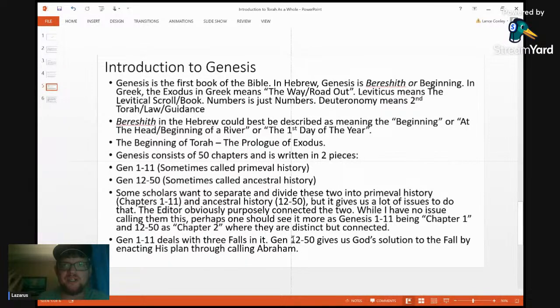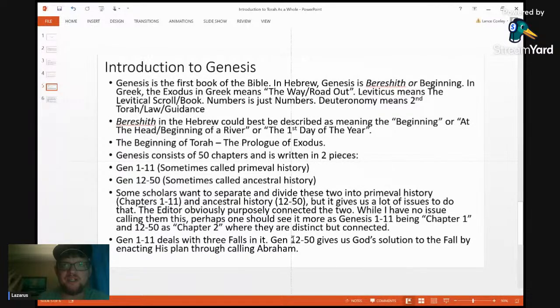Bereshith in the Hebrew could best be described as meaning the beginning, or at the beginning, or something like the head of a river or the first day of the year. That's kind of what it means. So you're getting the beginning of the river, I guess. You're at the head of the river and you're making your way to the end of the river, right? So that's what it's saying when it's like the beginning of Torah, the prologue of Exodus.